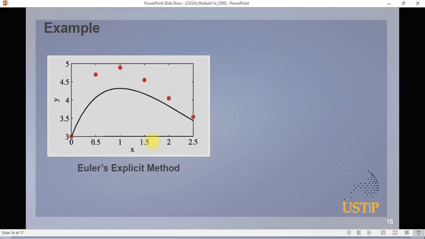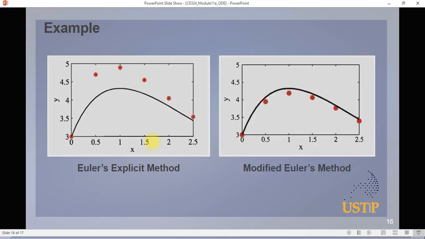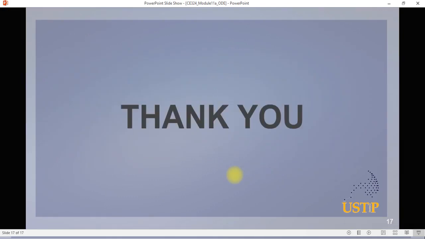So here's another example. This is the Euler explicit method. Kani siya mo ni siyang ilang estimate, kung ato i-plot tong atong ma-result kanina. So as you see sa Euler's explicit method, grabe siya kalayo, dako kayo yang error. Pero pag-abot sa modified Euler's method is niduol na siya, no? So that's it. Do you have any questions regarding the first part of ordinary differential equations?